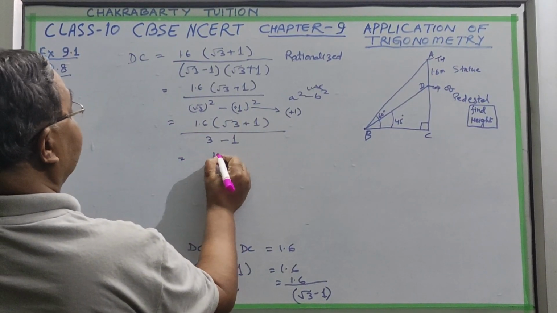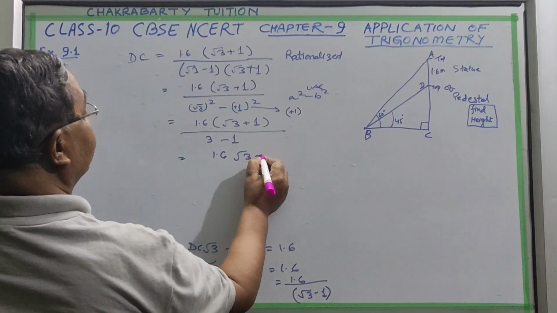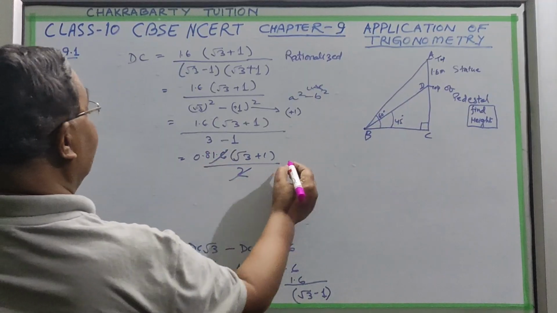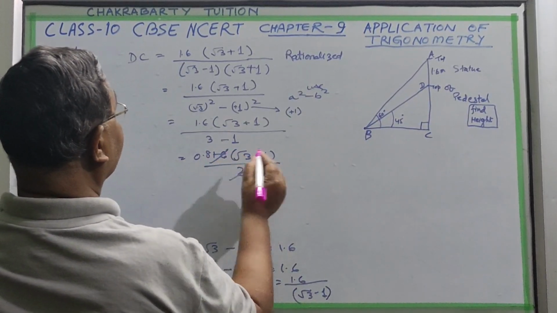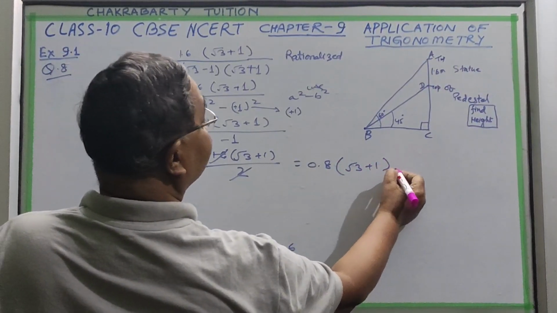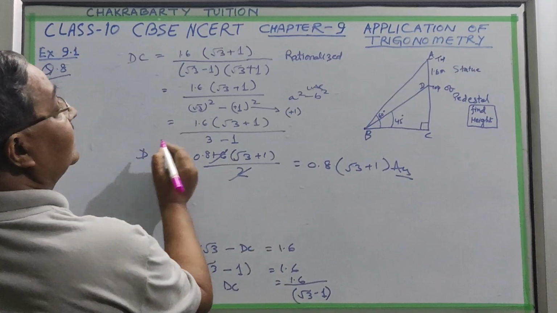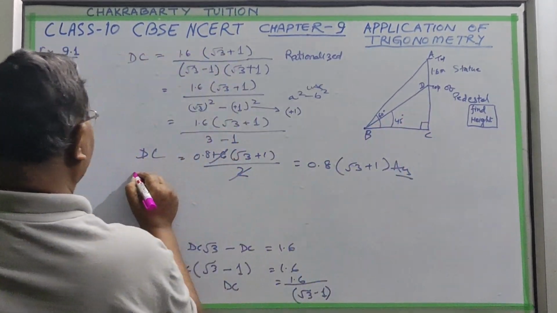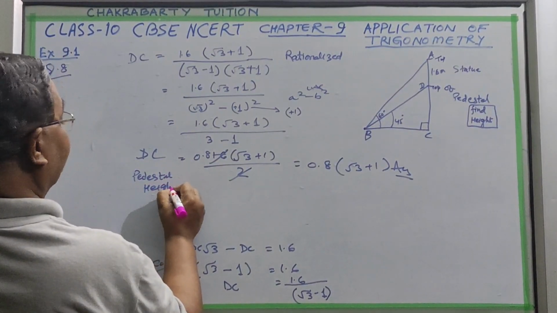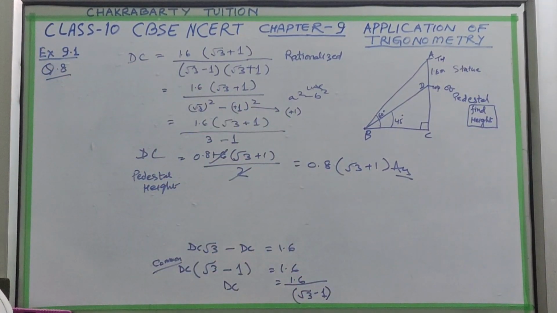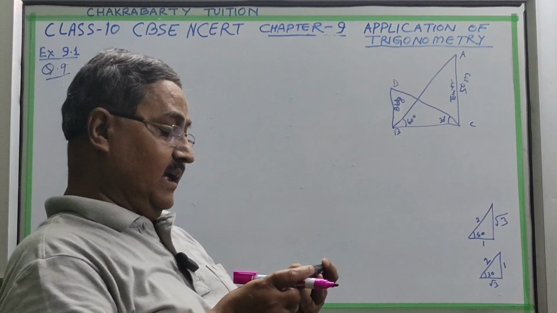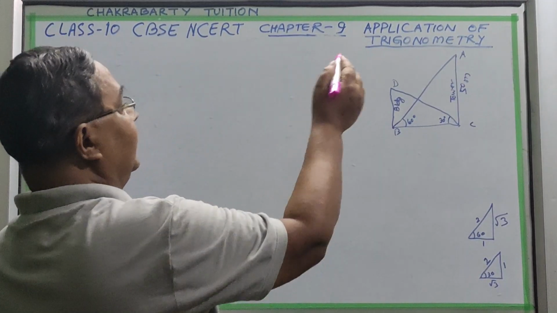So what will happen? 1.6 under root 3 plus 1 upon 2 will remain. It will cut, 0.8 will come. So it is equal to 0.8 under root 3 plus 1. This will be your answer for DC. So this is the pedestal height. Okay, this is your answer. Now this question 8 is over. We will go to question number 9. Now question number 9: the angle of elevation of the top of a building.